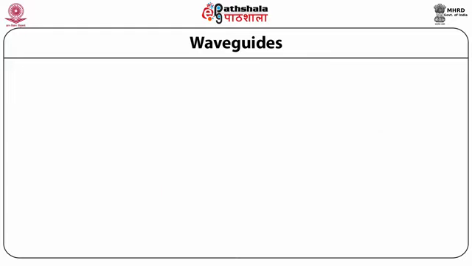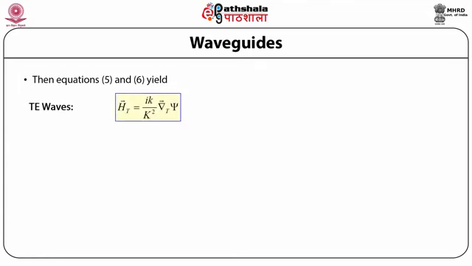Waveguides. Using this general formulation for the wave equation for both the transverse magnetic and the transverse electric modes in 2 dimensions, and using the equations that define the transverse component of the electric field and the transverse component of the magnetic field, we can write down that the wave equation for the transverse electric waves is given as: the transverse component of the magnetic field induction vector H transverse is equal to iota times k by capital K square, times the transverse component of the del operator acting on the wave function psi.